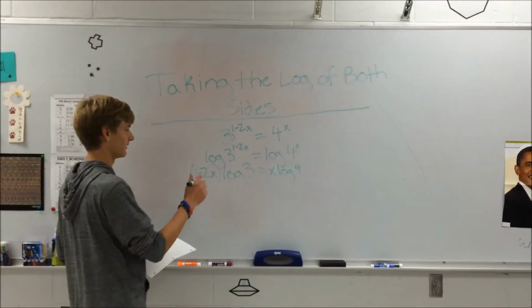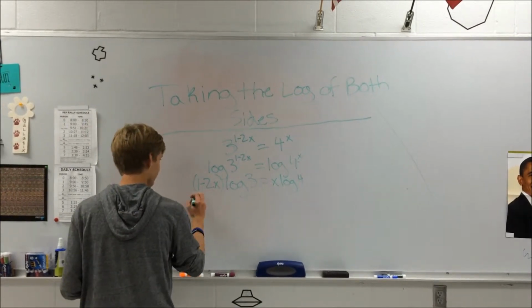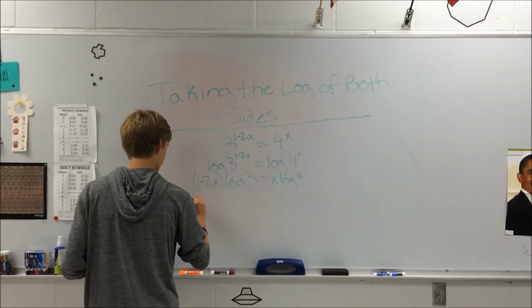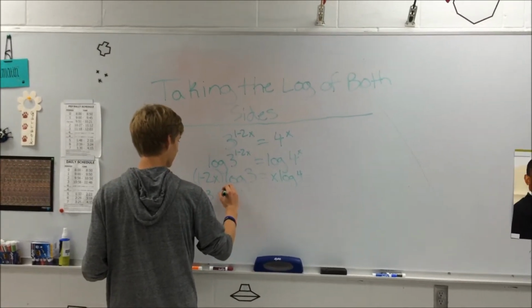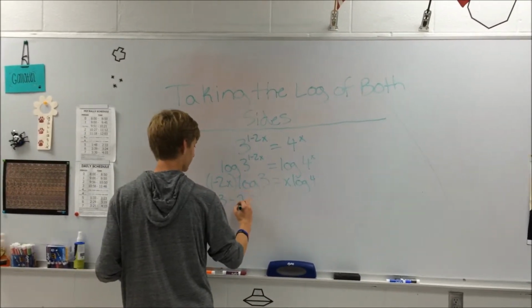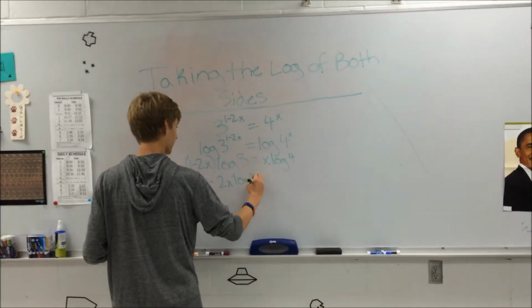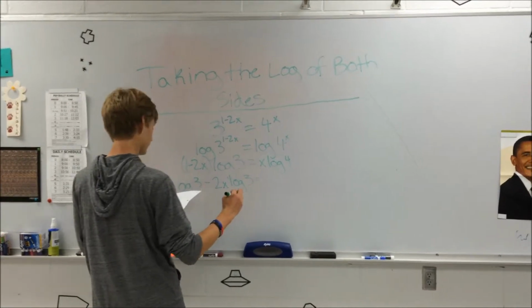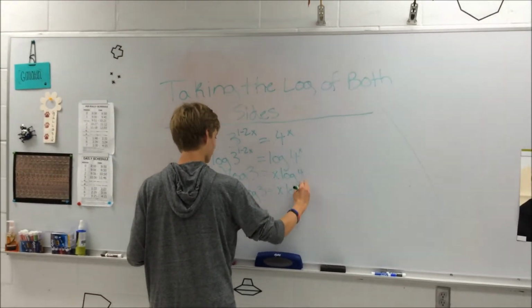So the next step will be distributing the log 3 to both of these terms. So log 3 times 1 is just log 3 and minus log 3 times 2x, you just put the 2x in front, log 3. And then equals is still going to be x log 4.